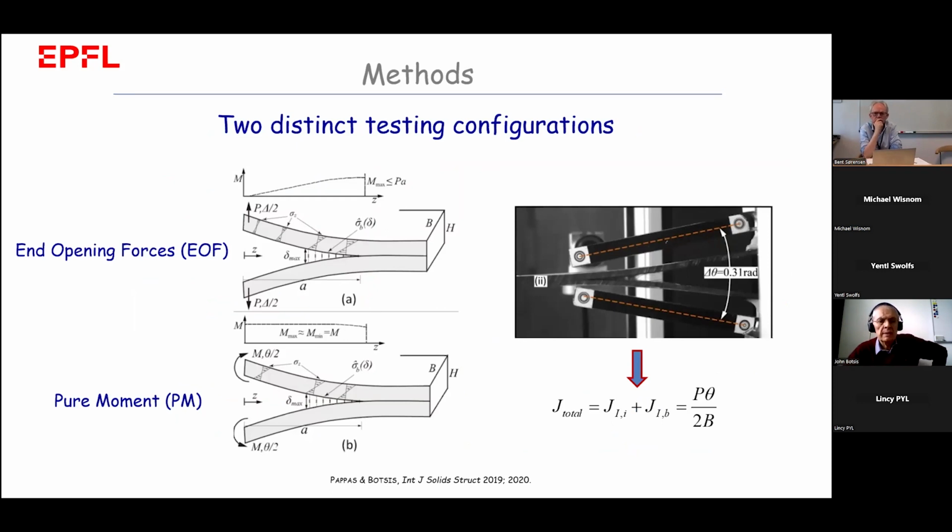The pure moment device is in-house. It was constructed in-house. Now here is how we are measuring the J integral for the DCB specimen. We have again attached two rigid bars, loading blocks. And then during propagation, we measure the angle theta. We can look at it at the initiation or at the propagation, depending on what you want to check.